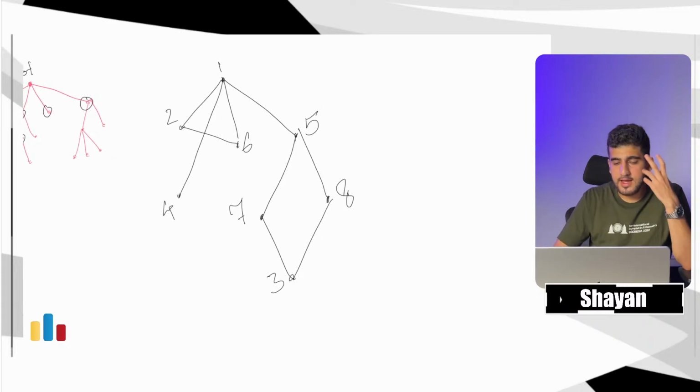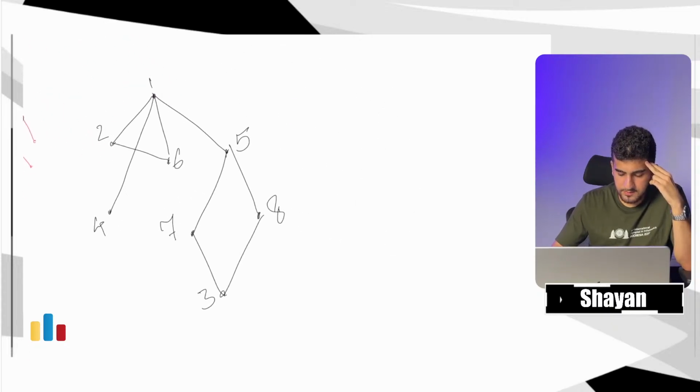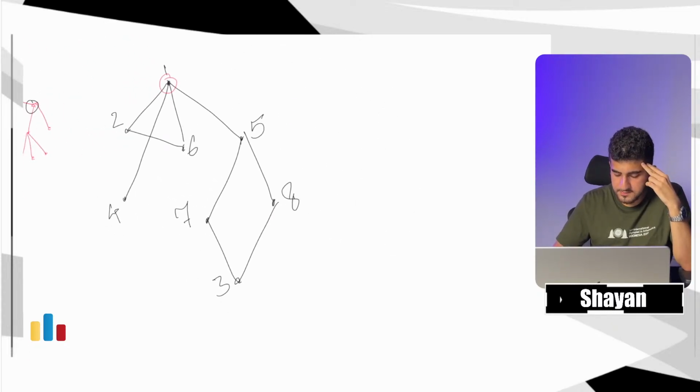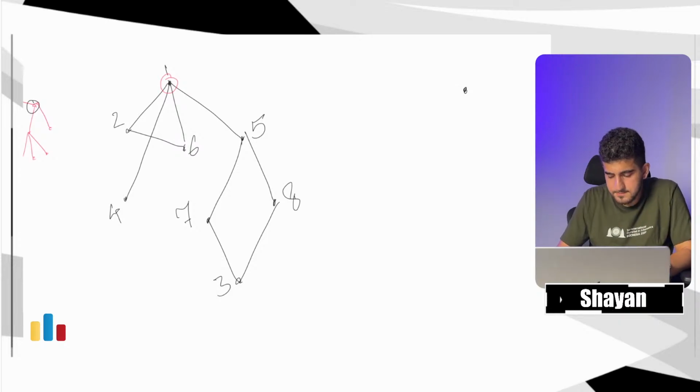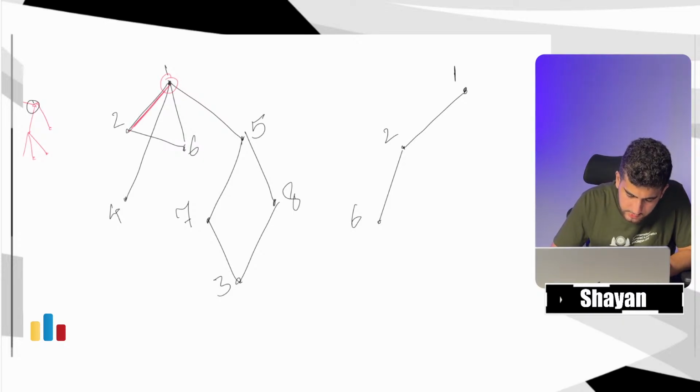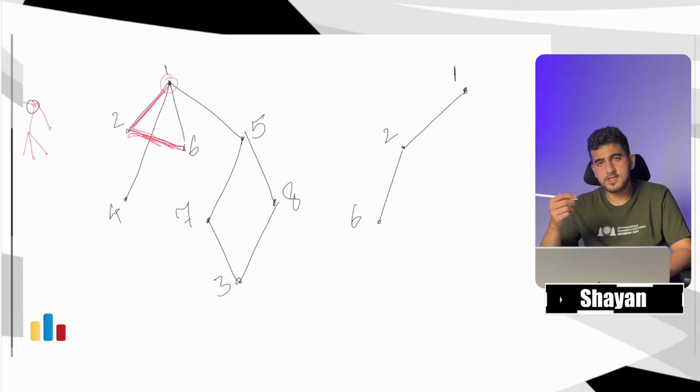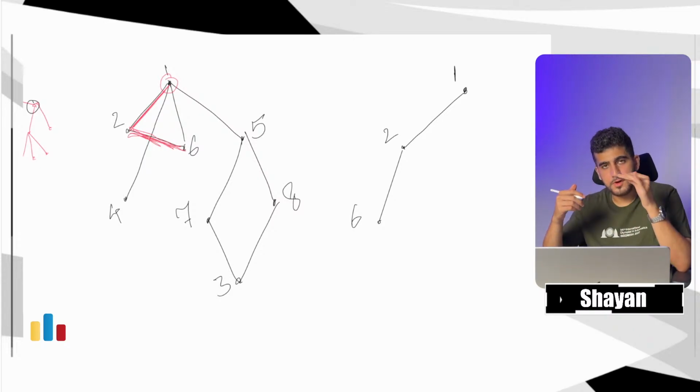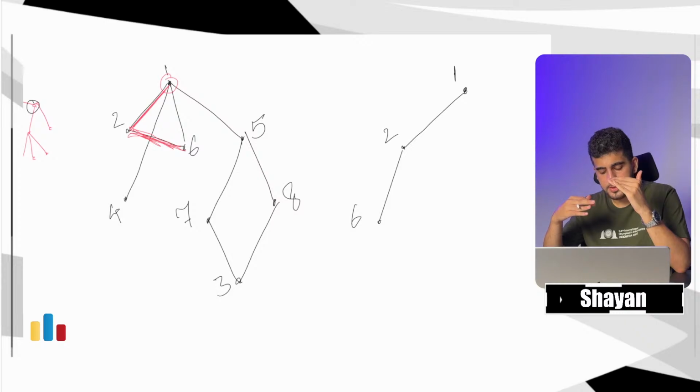If we run a DFS on the first vertex, vertex 1 first calls DFS of vertex 2. So from 1 I will go to 2. Then vertex 2 will call the DFS of vertex 6. So I put an edge between 2 and 6. Then from 6 there's nowhere that I can go, so I come back to 2. From 2 there's nowhere I can go, so I come back to 1.